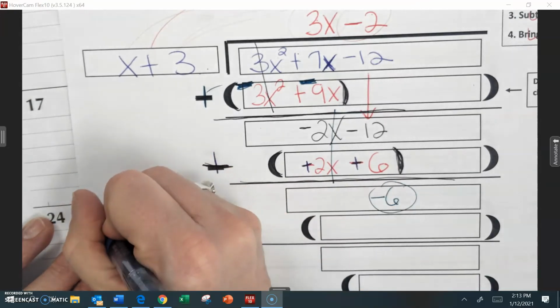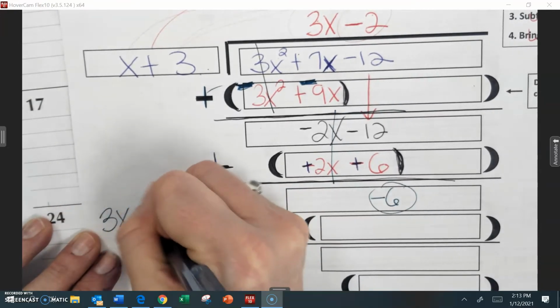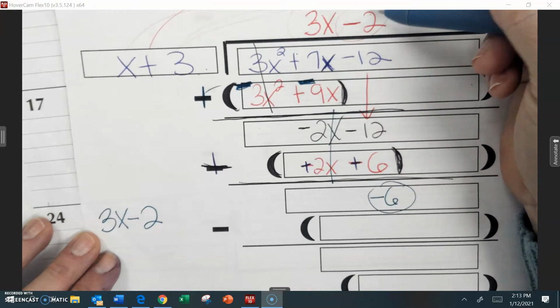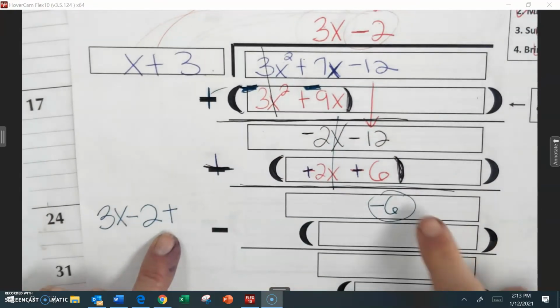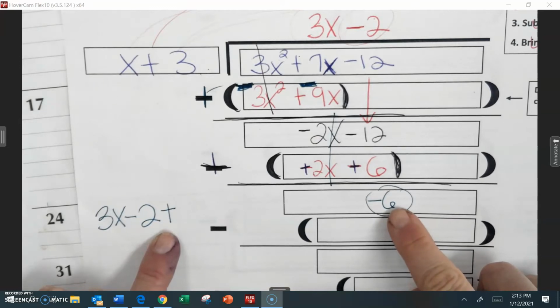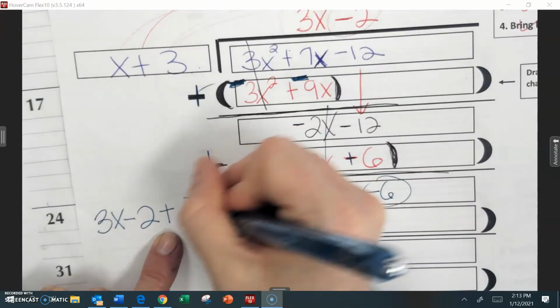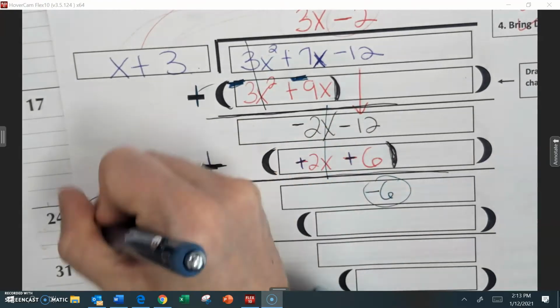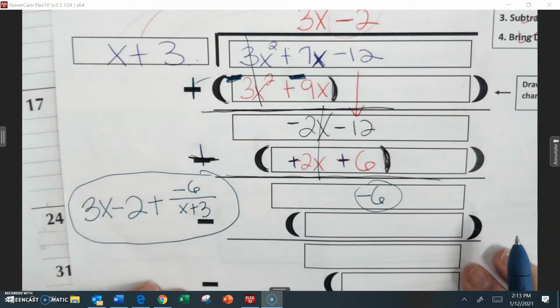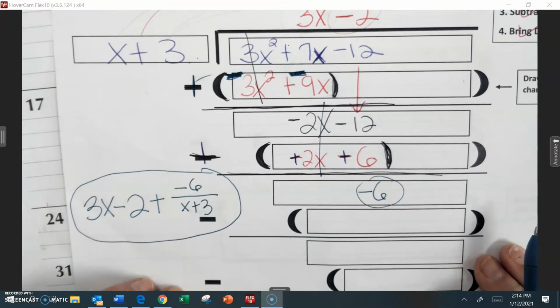Our final answer is 3x minus 2. We see that up here. Now, I want everyone to put a plus. And I know you're going, no, the remainder is negative 6. But I'm going to write that negative 6 on top. I'm just going to tell you it's going to save you a lot of pain. And I'll try to be consistent doing it that way. Okay?